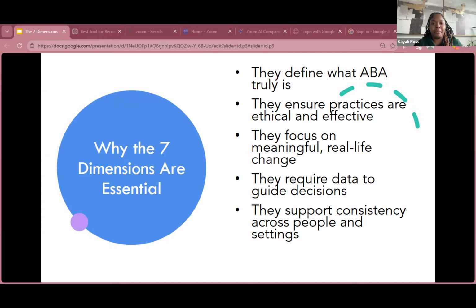When we're not trying to stop behaviors, we are teaching, supporting, and making sure progress is real and meaningful. These dimensions also require us to use data so decisions are not based on opinions or guesswork, and they make sure that everyone is working together. Everyone working with the individual is consistent, which is really important for success. So when ABA is done correctly, there are seven dimensions in place. It is structured, ethical, and focused on improving everyday life.